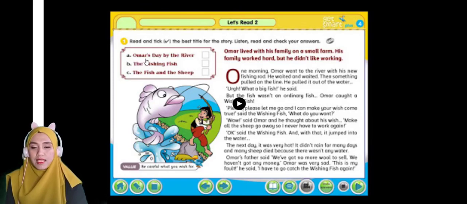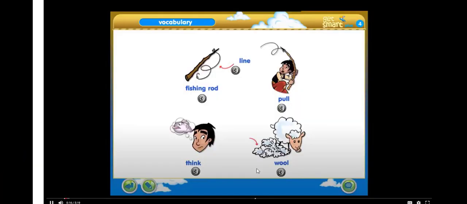A. Omar's Day by the River. B. The Wishing Fish. Or C. The Fish and the Sheep. Now let's start. Let's read 2. Modules 3 and 4.